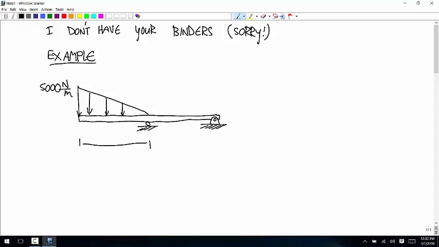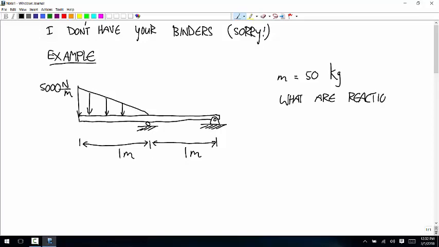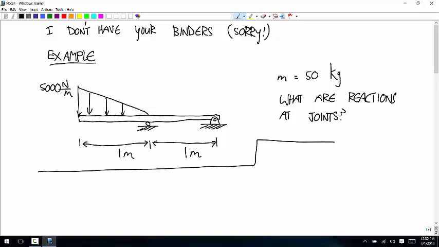Let's say that this is 1 meter, this is 1 meter. And let's say that the mass of the beam is 50 kilograms. And we want to calculate the reactions at those two joints. So this is the first example I've done where you have a distributed load that doesn't act over the whole shape.